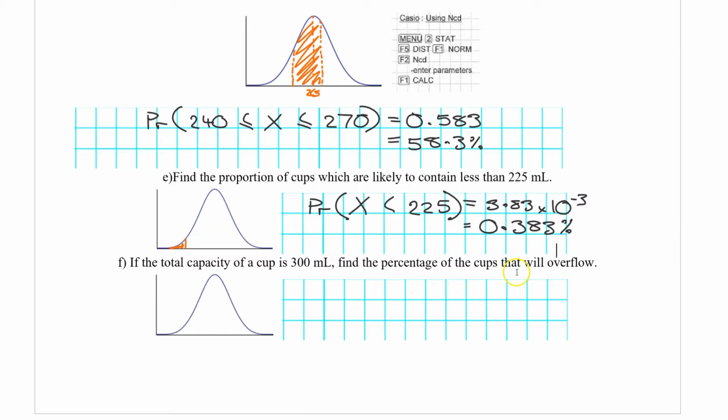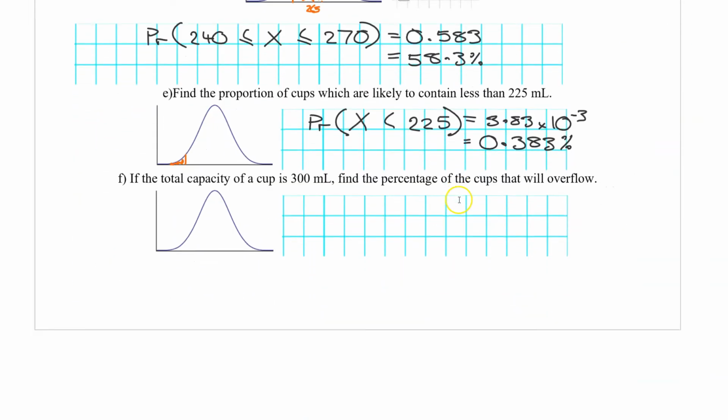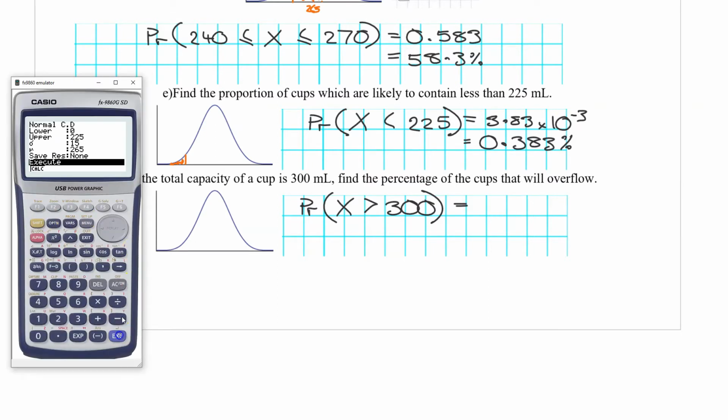cups that will overflow. So again, where are we? The fill rate 300 is going to be somewhere in between there. So it's between plus 2 standard deviations and plus 3 standard deviations. So again, quite large. So what we're looking at is the probability that X is greater than 300.